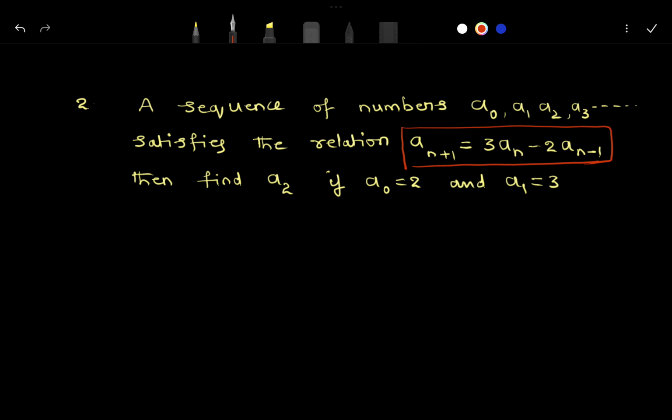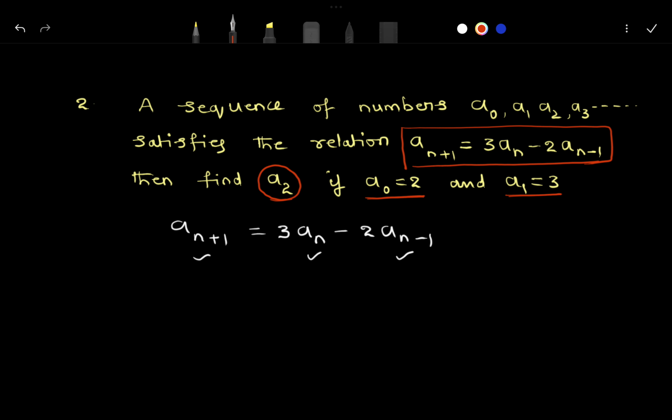Now again you take this relation. Here it is nothing but a(n+1). This is called the (n+1)th term, which is equal to 3 into an minus 2 into a(n-1). See, this is the (n+1)th term, this is the nth term, and this is the (n-1)th term. Now what is the given condition in the question? a0 is equal to 2 and a1 is equal to 3 are given. So by using this additional information you can find the a2 value.